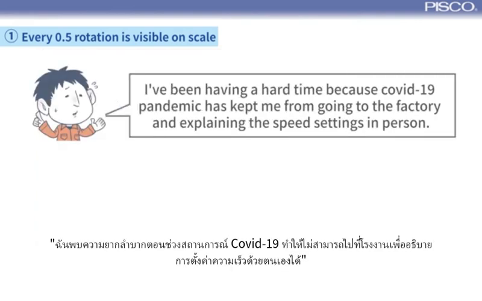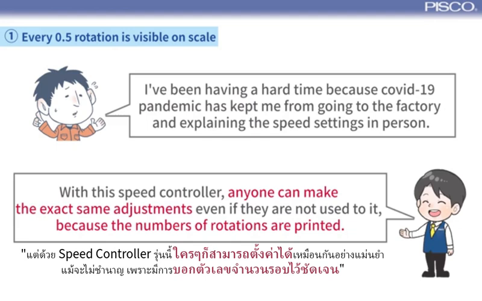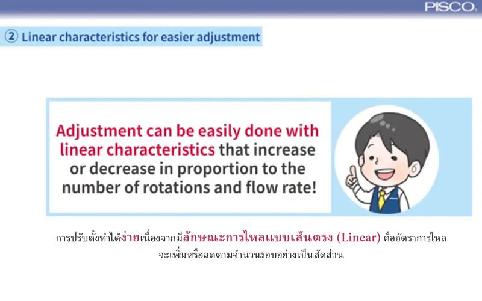I've been having a hard time because the COVID-19 pandemic has kept me from going to the factory and explaining the speed settings in person. With this speed controller, anyone can make the exact same settings even if they're not used to it because the numbers of rotations are printed. Adjustment can be easily done with linear characteristics that increase or decrease in proportion to the number of rotations and flow rate.